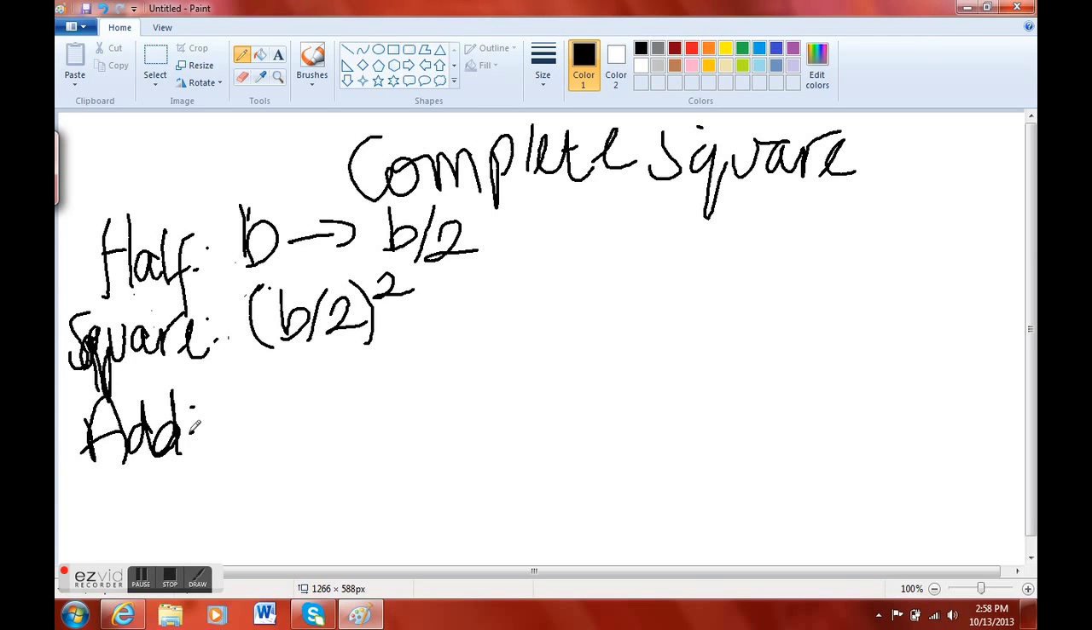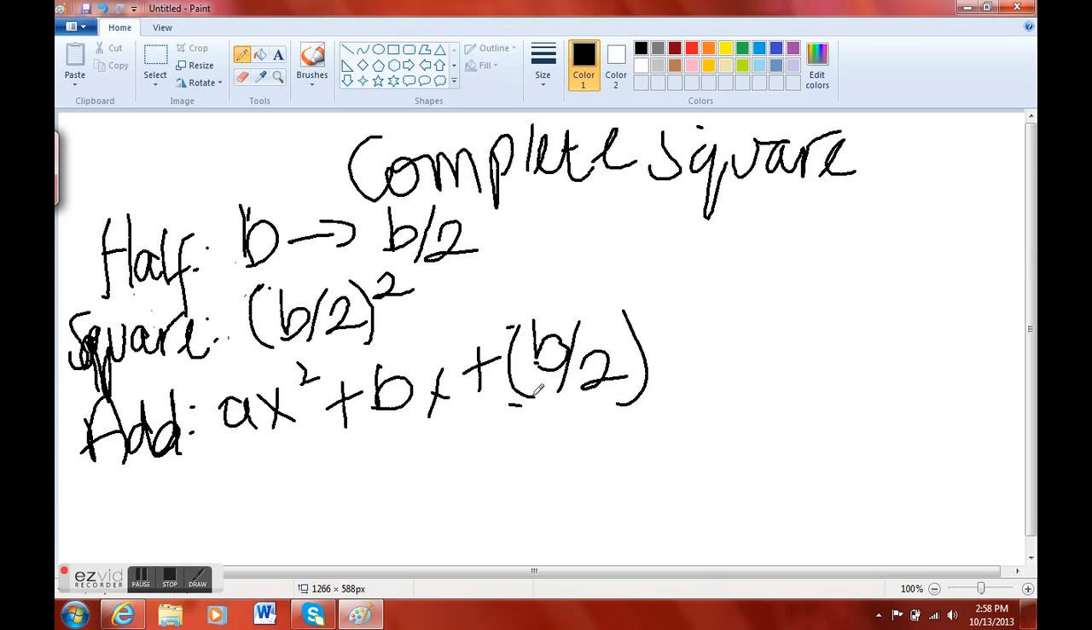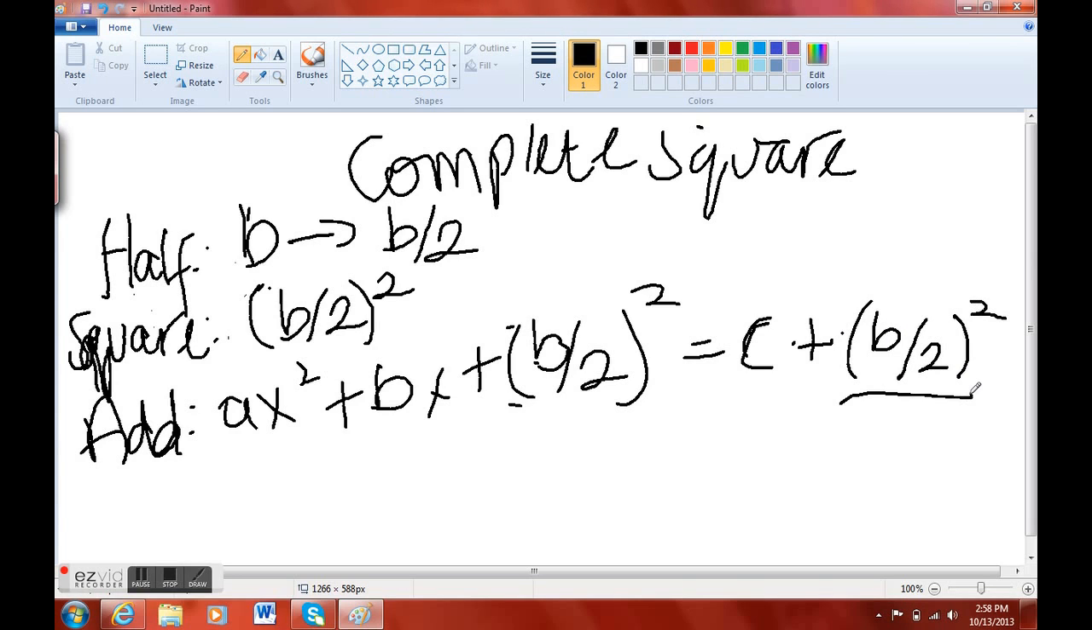It's gonna be x squared plus bx plus b divided by 2 squared equals c plus b divided by 2 squared. And I forgot to tell you that you have to move c to the other side for this to work, because b divided by 2 squared is replacing c in this instance. So move c first, then start this process. Next step is factoring, so you just factor what you added on that side and should be good.